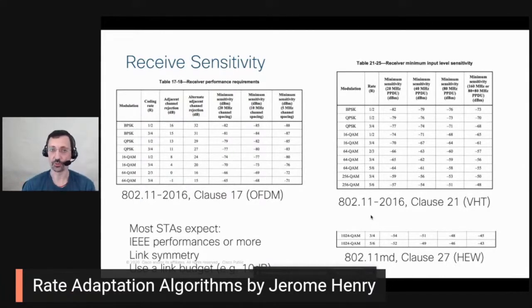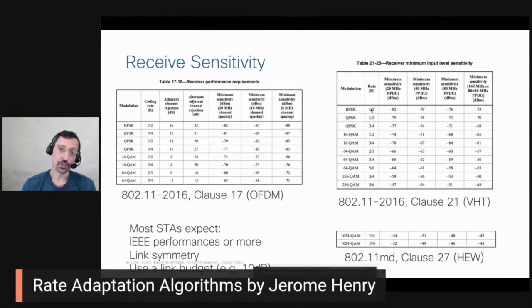So in these conditions, if you receive on the station a signal set to a certain RSSI, for example here minus 82, you should be able to demodulate this BPSK 1/2, 90% of the time. So if we put it the other way around, it means that every device should be able to demodulate a signal received at minus 82 with BPSK 1/2, 90% of the time.